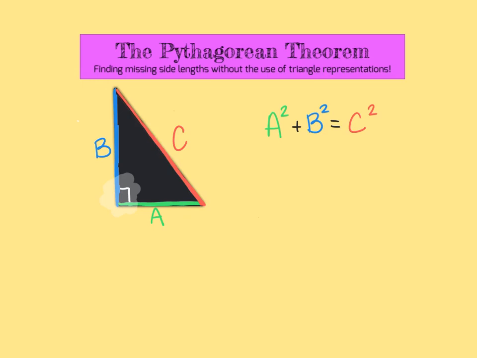Two of them are considered the legs, because they're the shortest sides. And they're the sides that make up the 90-degree angle. And then we have this long side opposite, right? It's across from the 90-degree angle. That's called the hypotenuse.